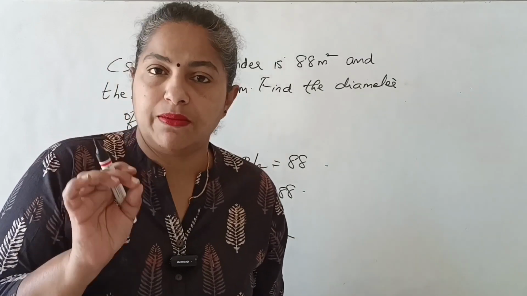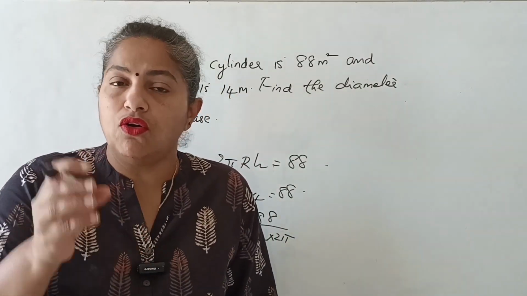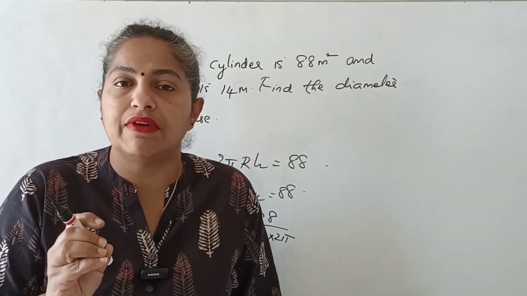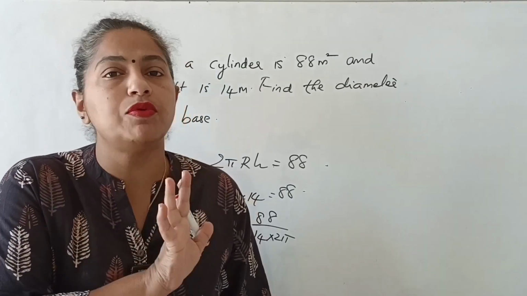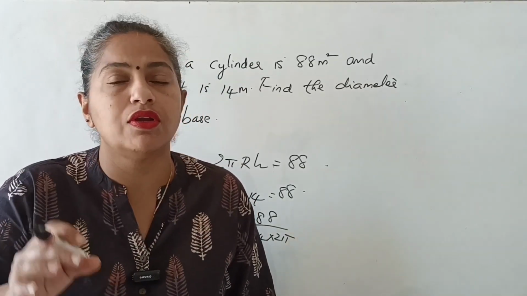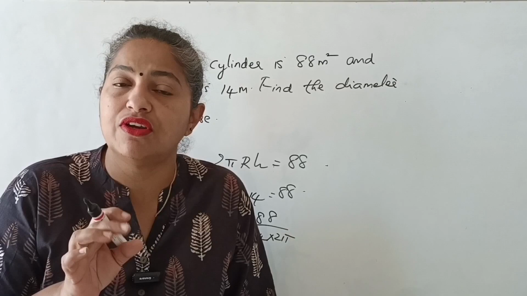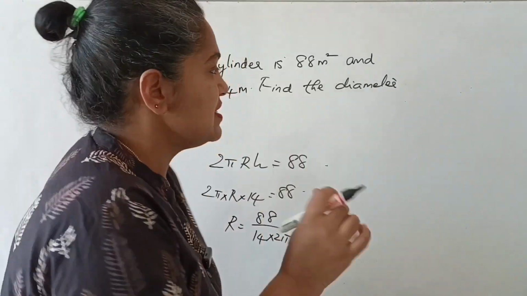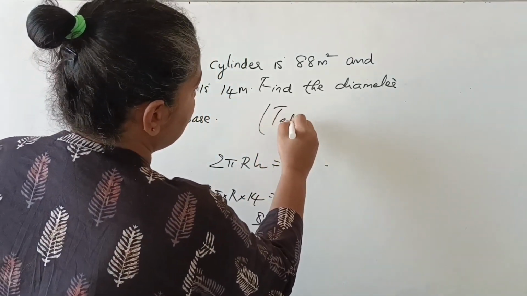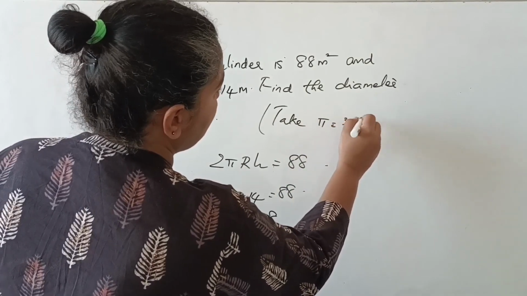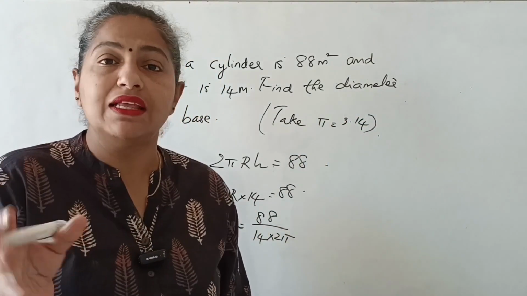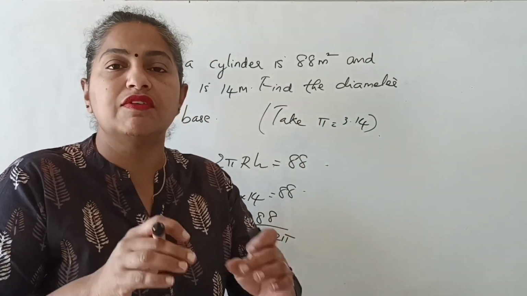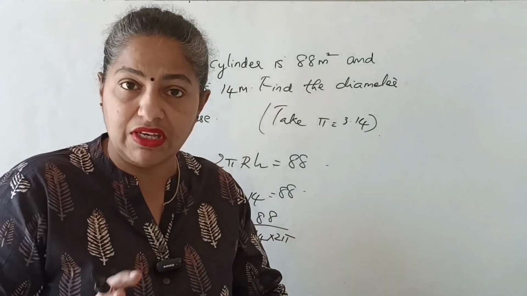Now, whenever you are substituting the value of pi, always make sure that you substitute the value 22 by 7. Do not put the approximation 3.14 unless it is specifically mentioned in your question. In some questions, they will give take pi equal to 3.14. If they say like that, you can use 3.14. Otherwise, please go for 22 by 7 itself.